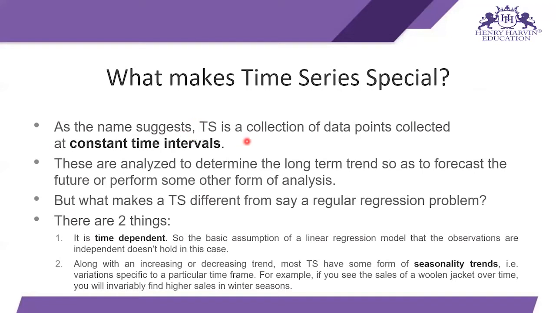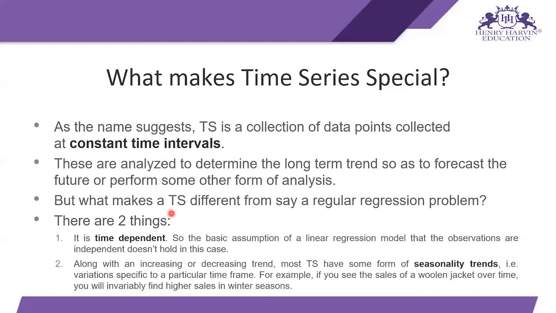As the name suggests, a time series is a collection of data points collected at constant time intervals. These are analyzed to determine the long-term trend, so as to forecast the future or perform some other form of analysis. For example, by getting the weather details of the last 10 or 30 years, they can predict the weather of the next day.